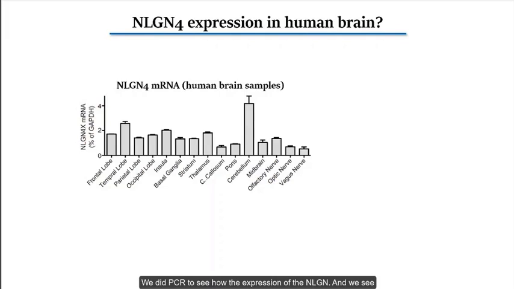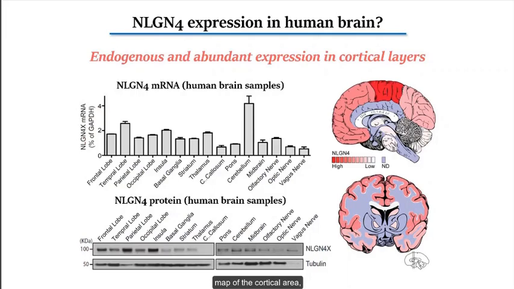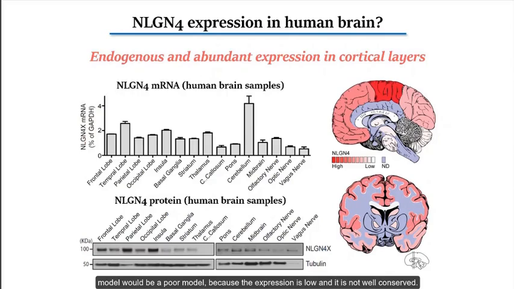And we ran a qPCR to see how the expression compared to GAPDH. We see roughly 2 to 4% expression of neuroligin 4 in various tissues. Not only at the mRNA level, but we also did a Western blot to verify the expression. And we saw, particularly in the frontal, temporal, and parietal lobes, which are cortical lobes, very high expression of neuroligin 4. So we can draw a map showing that in the cortical areas neuroligin 4 is very high.